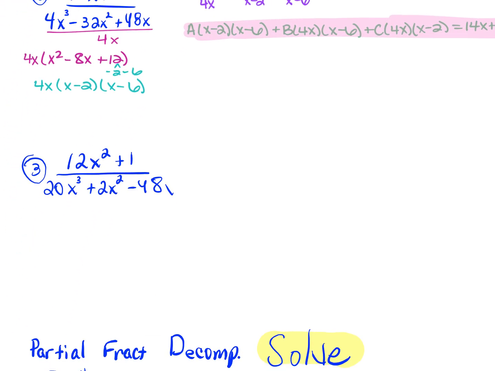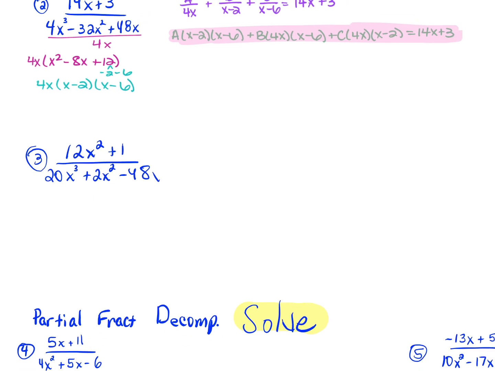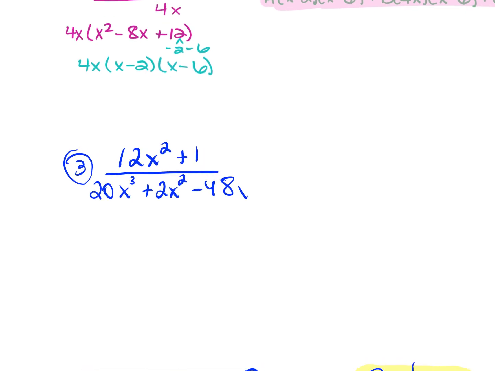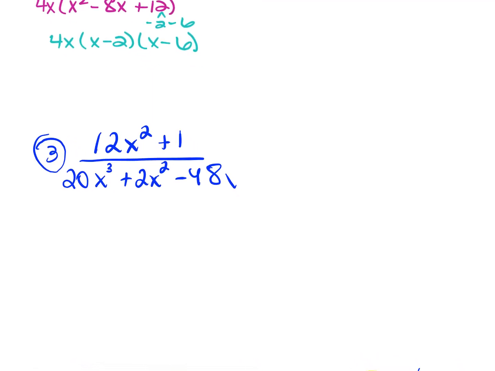For number 3, I'm going to actually solve this one out. Actually, no, because your next section is solving. So, okay. So we'll do the same thing with this one. Just set up. For 3, you have 12x squared plus 1 over 20x cubed plus 2x squared minus 48. This should be an x. For this one, your greatest common factor from your denominator is going to be 2x. So this is going to give you 2x times 10x squared plus x minus 24.